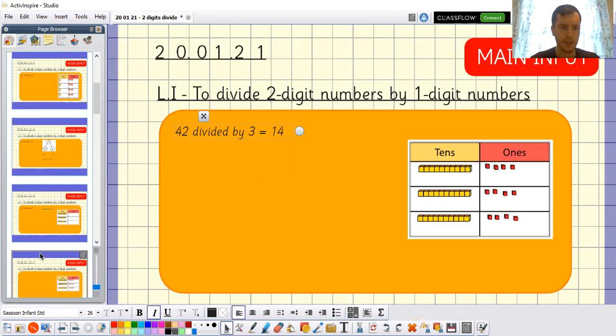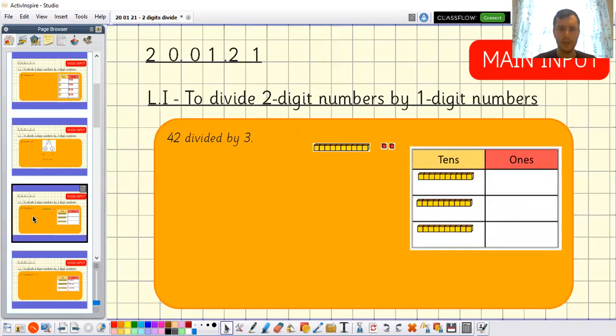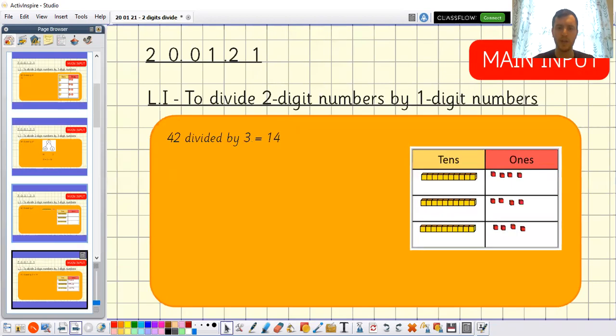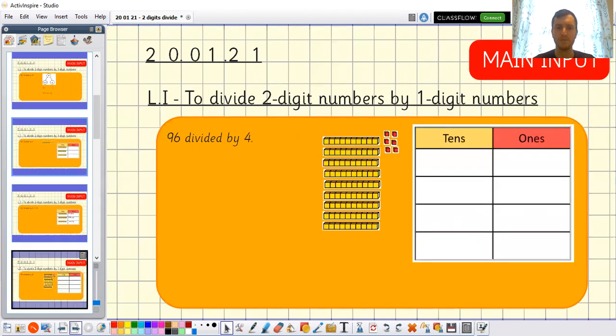Let's go back through that process to see what we've done. So we started with the number 42. We shared our 10s out, one in each group, and we realized actually we've got a spare 10. So with that spare 10, we regrouped it into 10 extra ones, which gave us 12 ones in total. We then shared those 12 ones between the three groups, which gave us 4 in each group. So 42 divided by 3 is equal to 14.